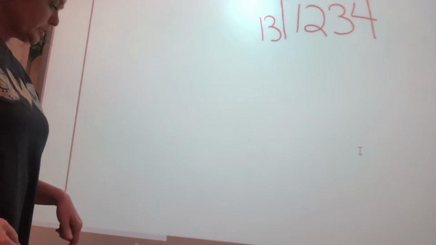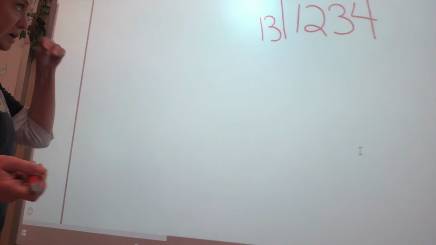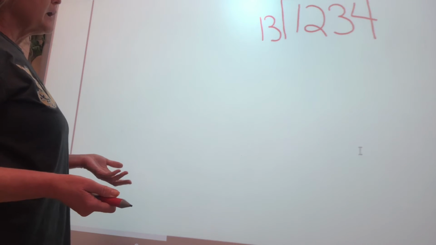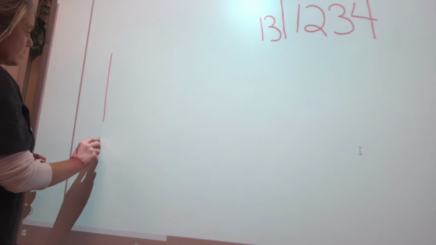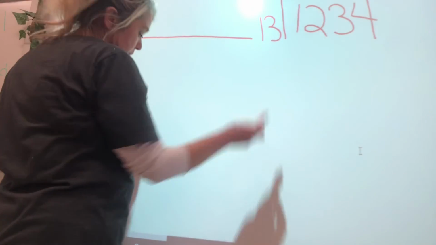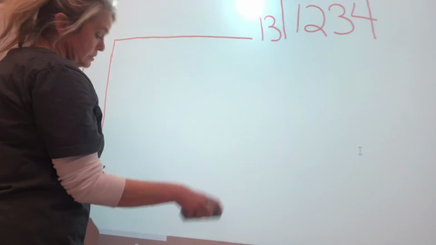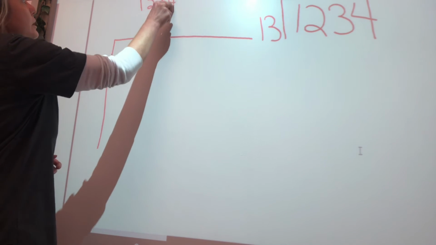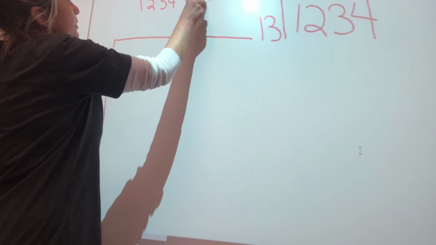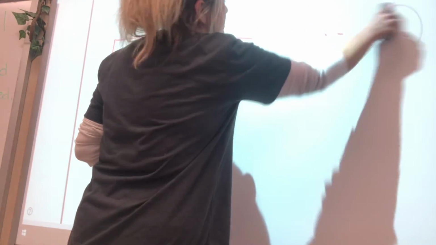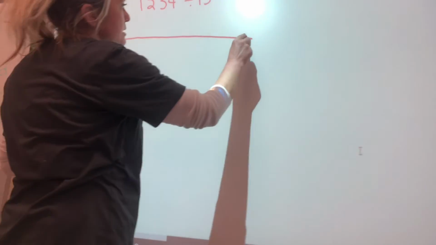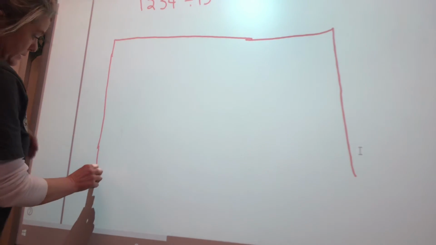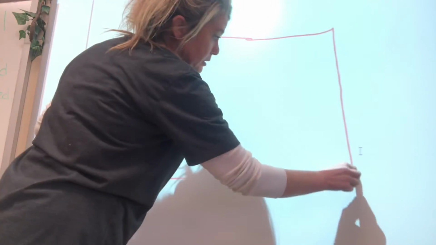When we were working with multiplication, we did a decomposing box. And since multiplication and division are related, then I can do a box again so that I can figure out what my answer is. 1,234, let me just write that up here, 1,234 divided by 13. Okay, and I'm going to use the box method. It's called an area box because area, we're just multiplying, and we know that division and multiplication are related.